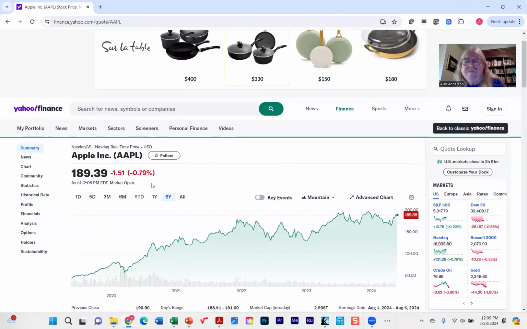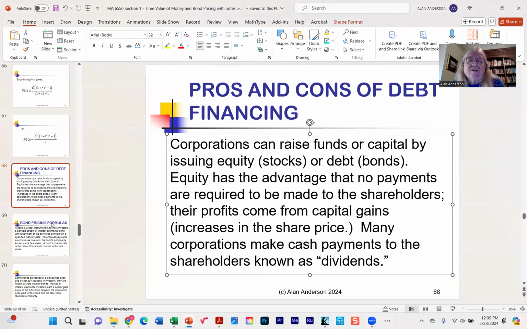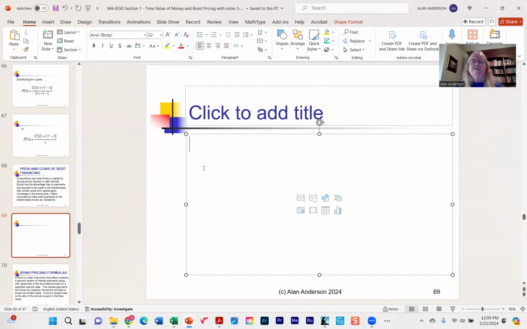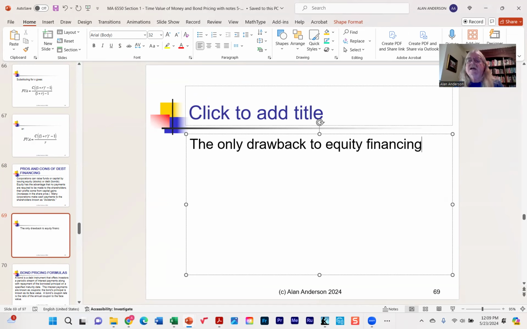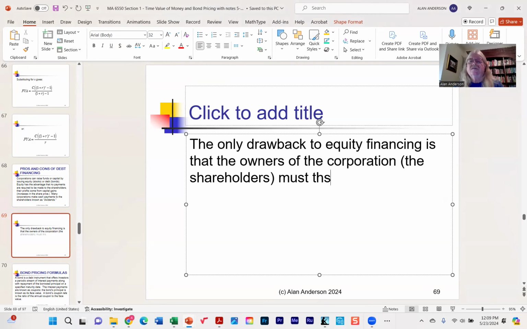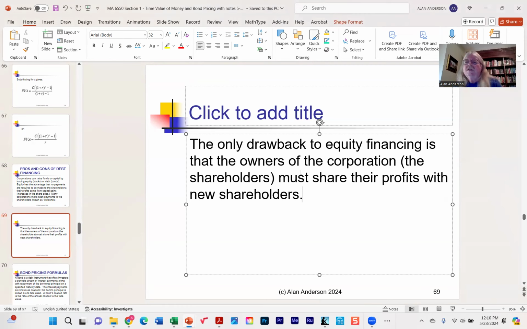That would be terribly, terribly risky. Now, by the way, we forgot to mention the one drawback to equity financing. The good thing is that we're never required to make any payments to the shareholders. They buy the stock, they take their chances. But the only drawback here, at least from the perspective of the corporation, is that the owners of the corporation, which means the shareholders, must share their profits with new shareholders. In other words, if somebody buys stock, there's more people to share your profits with. So that would be the only drawback.